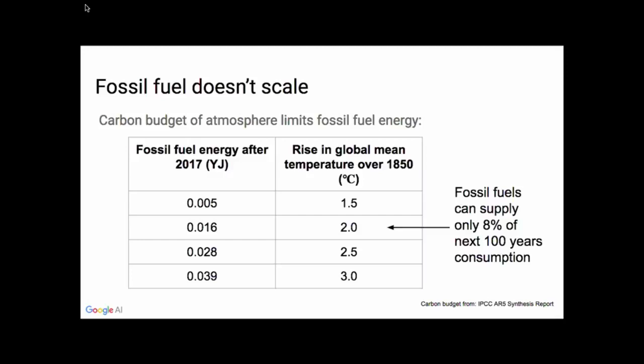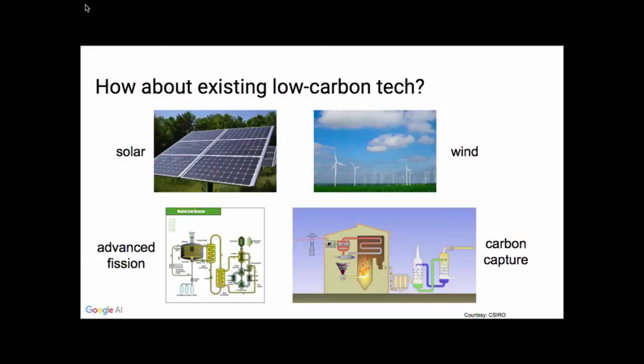And even if you decide to be even more dangerous and go to 3 Celsius, it doesn't actually make that much of a difference. We have to use some zero carbon solution. Okay, what about zero carbon technologies? There's a number of them that exist. Solar power is getting increasingly common. People extract a lot of power from wind. There's other technologies you may not have heard of.